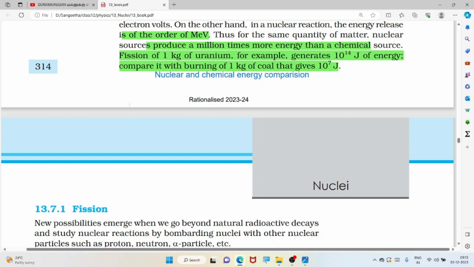Nuclear energy is much higher than chemical energy. This is the comparison. 1 kg of uranium generates this many joules of energy. Compare that with the burning of 1 kg of coal, which gives only this much energy.